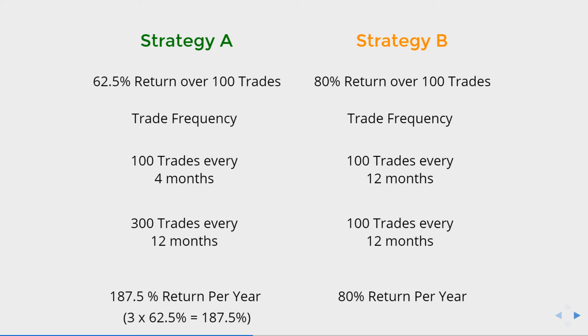So now the tables have turned and strategy A actually gives us a better return, as although the return over a set number of trades is lower than strategy B, it takes 3 times as many trades over a year, which multiplies its return potential. It's important to know the trade frequency of a strategy, so you know what sort of time period you are looking at to get the return you are estimating.